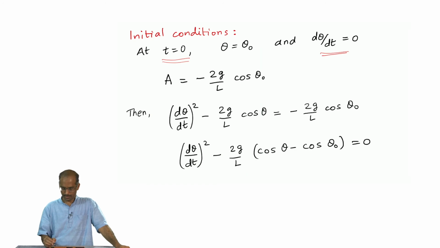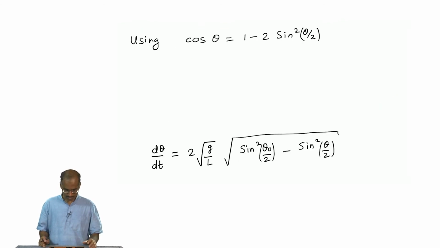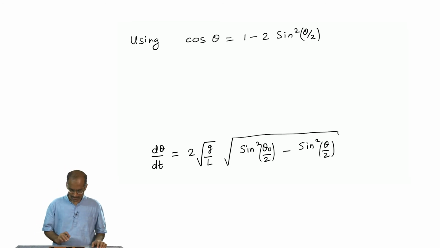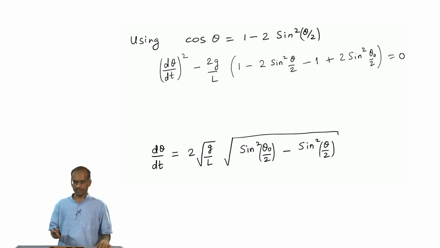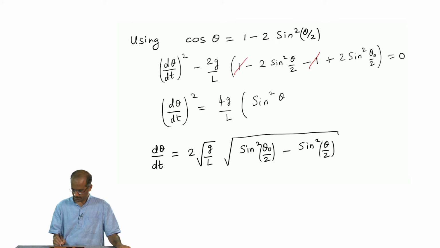So, if I do that, this is what I am going to get, and then a slight rearrangement will give you this equation. Normally, to be able to find theta of t, I need to integrate it. So, let us go towards that goal, even though it is not an easy task. But before that, this is what I will get if I use this trigonometric identity. Then finally, rewriting everything, I will have d theta by dt whole square equal to 4 g by L, and the rest of it would simply be sin square theta 0 by 2 minus sin square theta by 2.